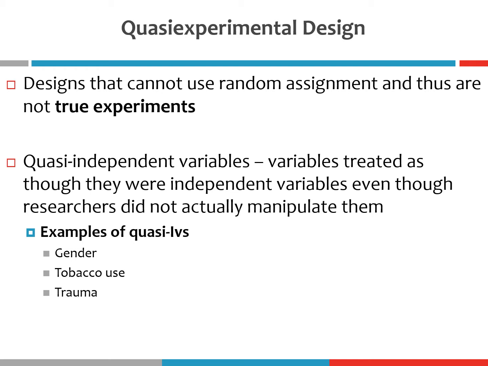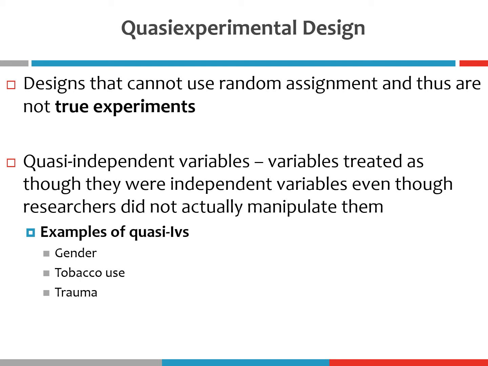So there are many situations where we're either unable to manipulate a particular variable because it's not possible, or we're unable to manipulate a particular variable because it would be very, very unethical to do so, right? So one way we can get around that problem is to conduct a correlational study. But another way we can get around that problem is by conducting a quasi-experiment, okay?